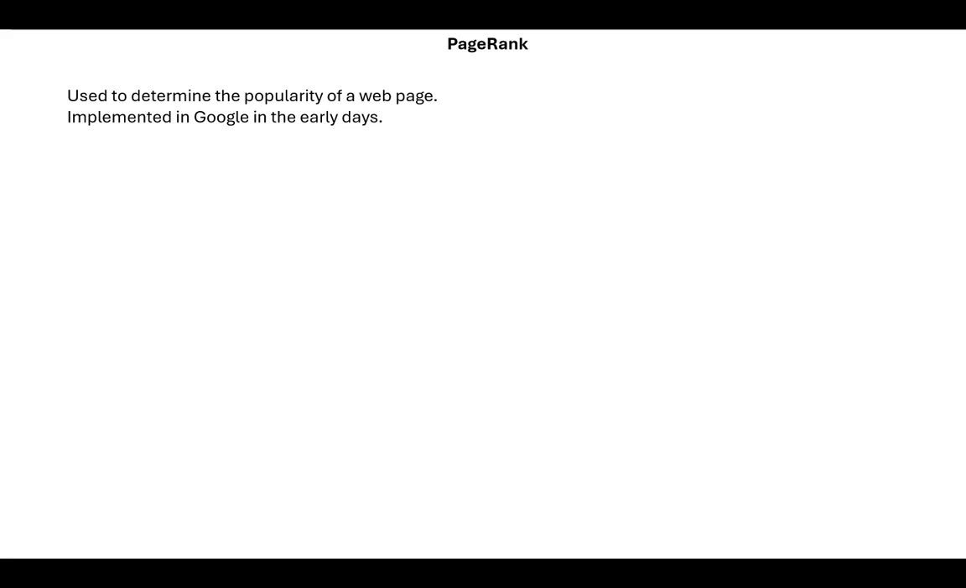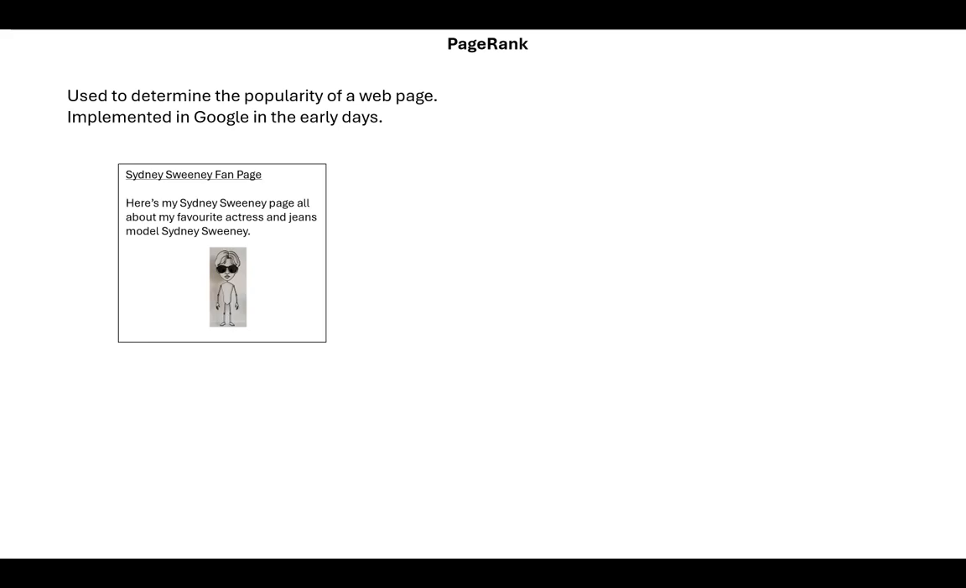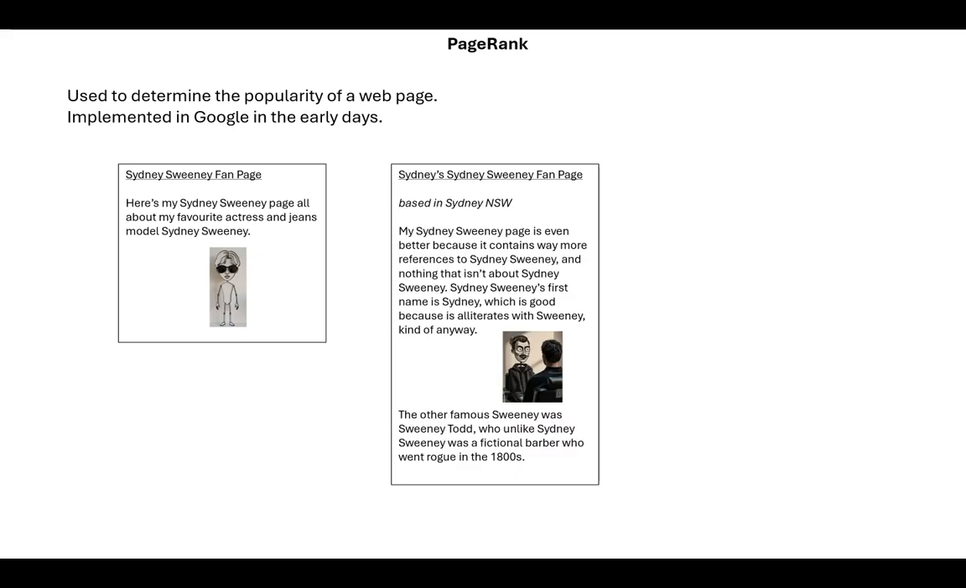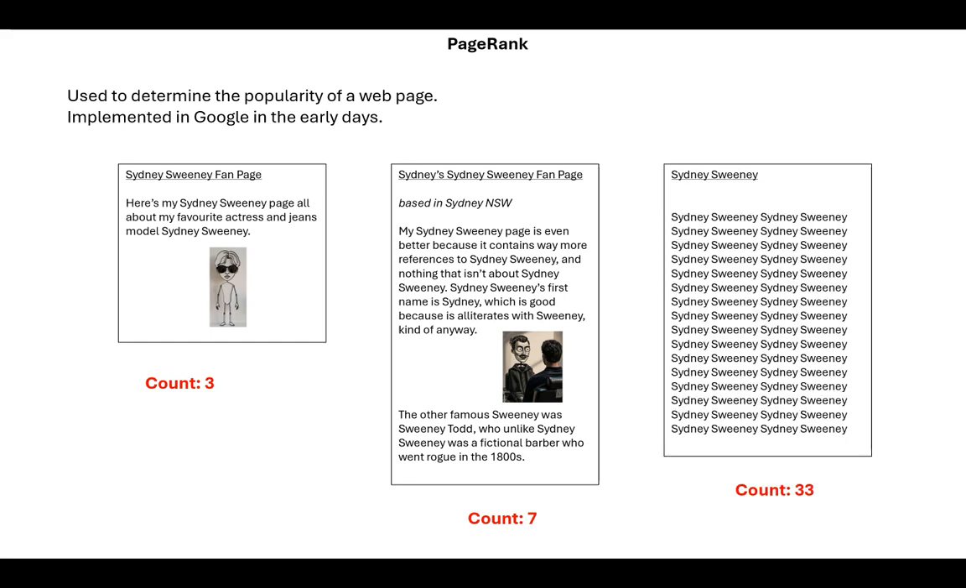When you search for a web page, how does Google know which ones to return? If I Google Sydney Sweeney, there are millions of pages that feature her. A naive approach would be to see how many times the phrase Sydney Sweeney appears on a page. But this is easily gamed. We just repeat the phrase over and over at the bottom of the page. So I need another method to work out which pages are the most popular.